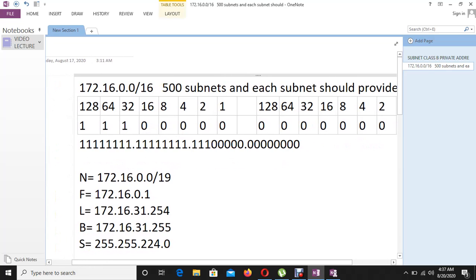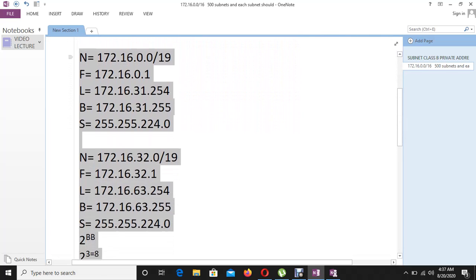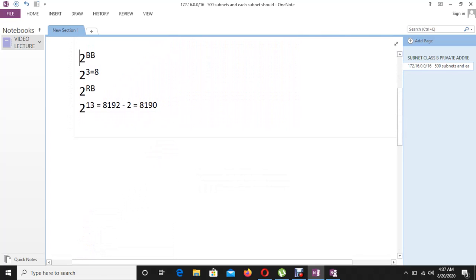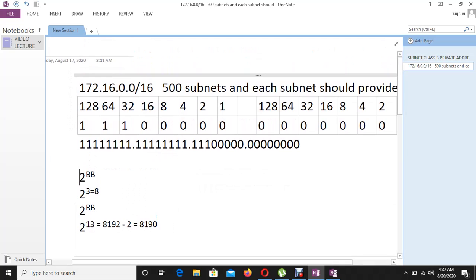So this is what I'm looking for: 500 subnets, and each subnet would give me 100 hosts. Now if I borrow 1 bit, I'm having 2 subnets. If I borrow 2 bits, I'm having 4 subnets. If I borrow 3 bits, 8 subnets.